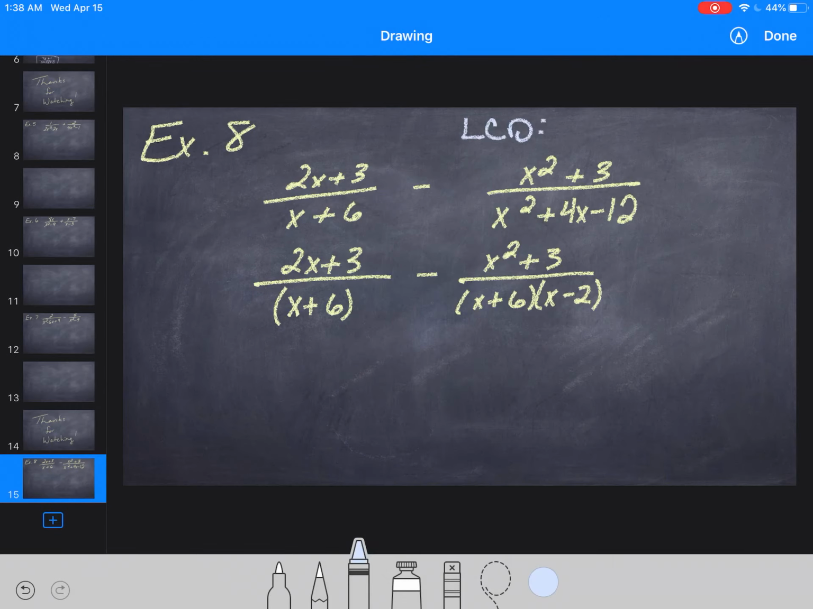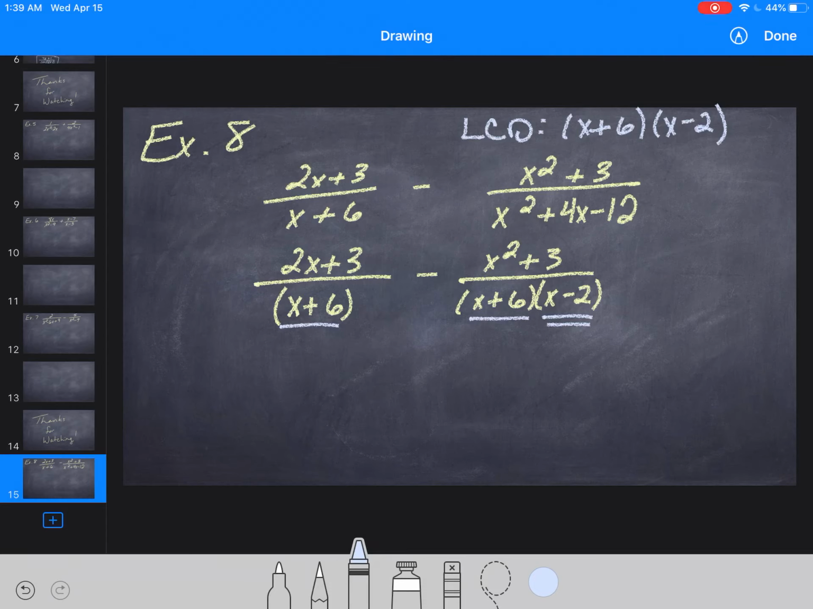My least common denominator must contain every single factor from the denominators of my fractions. I have an (x + 6) in my first fraction, and I also have that same (x + 6) in my second fraction. So I know my least common denominator must contain an (x + 6). I also have an (x − 2) in my second fraction that is not in my first fraction, so my least common denominator must contain the (x − 2).